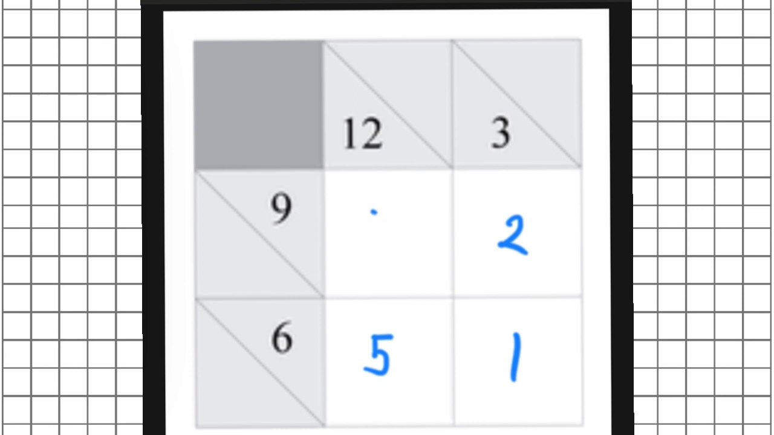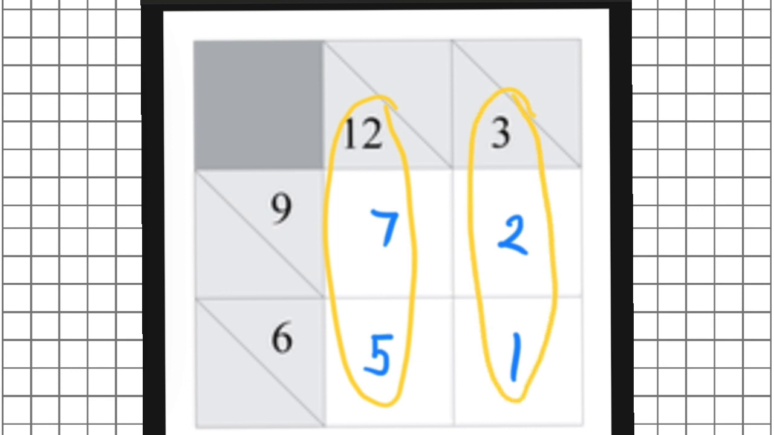So that's correct. As you can notice, this is correct. 7 plus 5 is 12. 2 plus 1 is 3. Similarly, 7 plus 2 is 9. 1 plus 5 is 6.